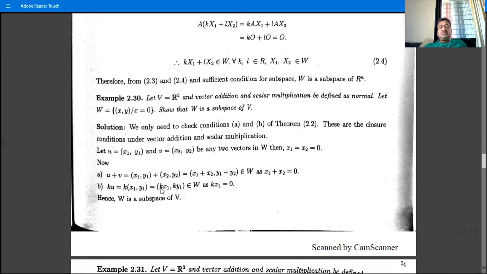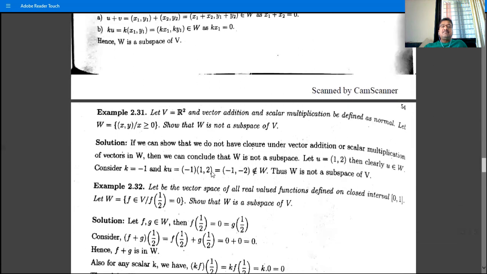And therefore what we have: W is closed for addition, or the addition of every two elements of W belongs to W, and W is closed for scalar multiplication, that is, for any element u of W and any scalar k, its multiplication belongs to W. Therefore W is a subspace of V. So V is equal to R^2, a vector space under the usual addition and usual multiplication.